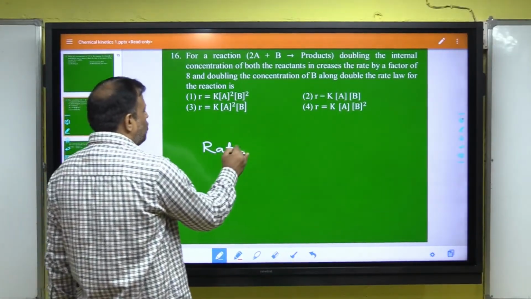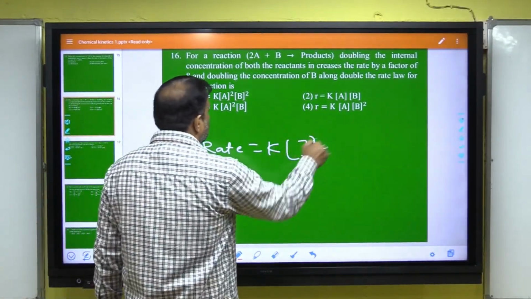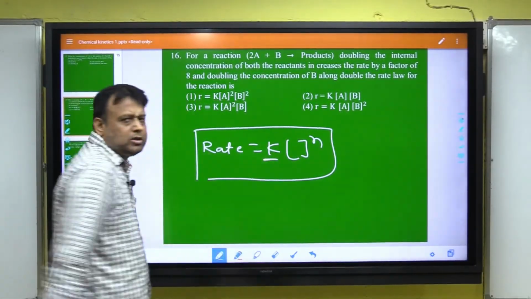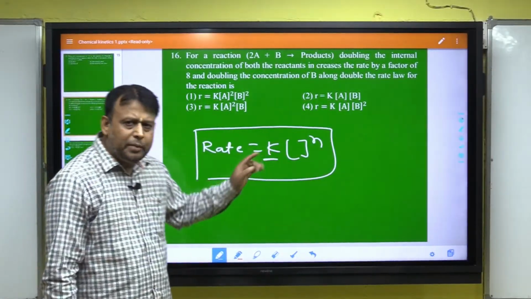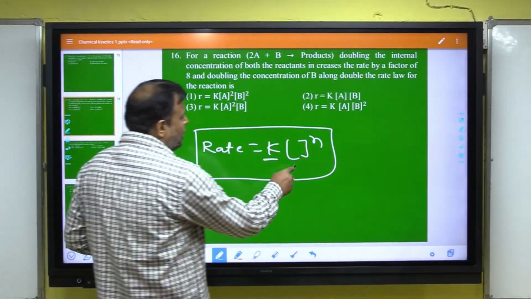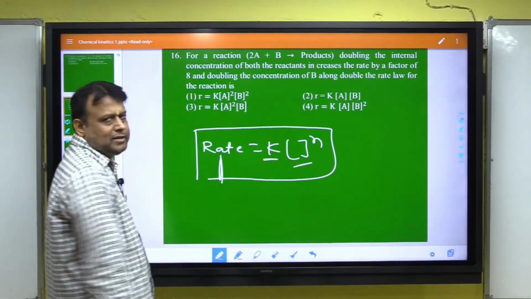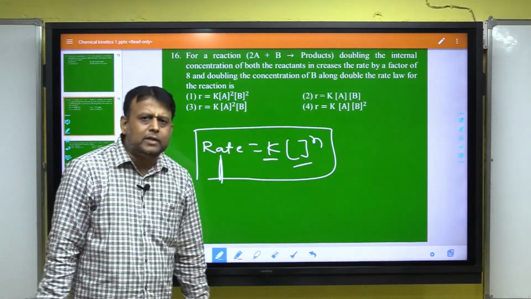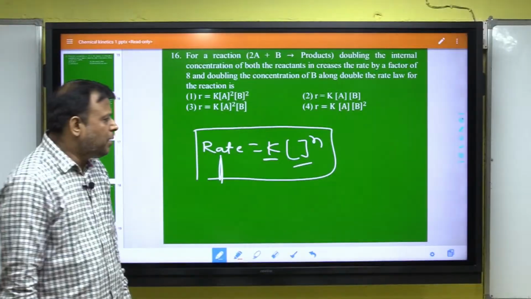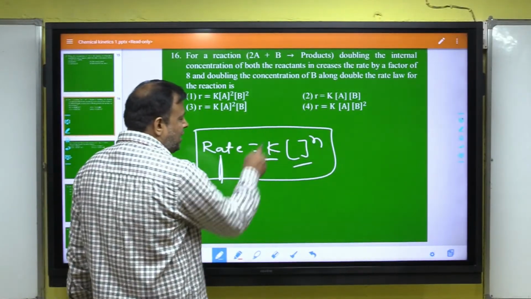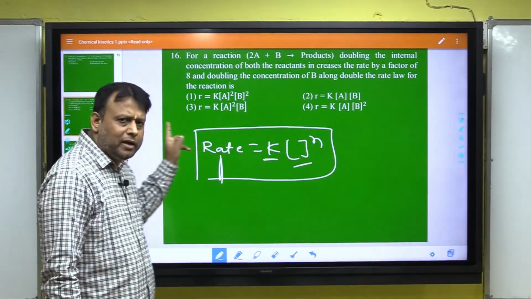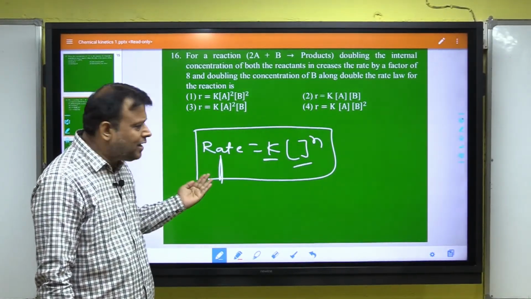Next, listen again. Rate is equal to K and conc to the power n. K is constant at constant temperature. K only depends upon temperature. At constant temperature, when conc increases, then rate increases. There are two primary factors of rate of reaction. One is K, and at constant temperature K is constant. When conc increases or decreases, rate either increases or decreases.